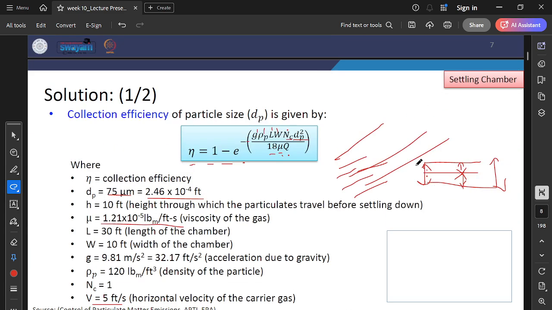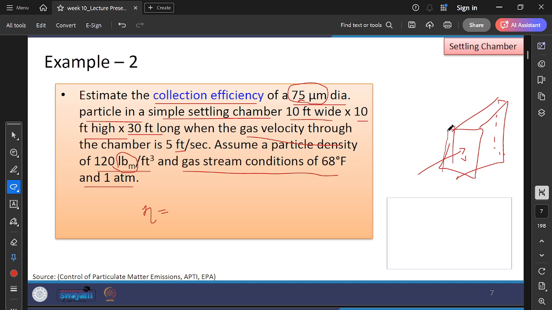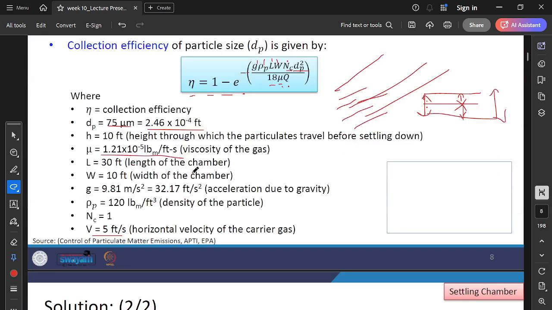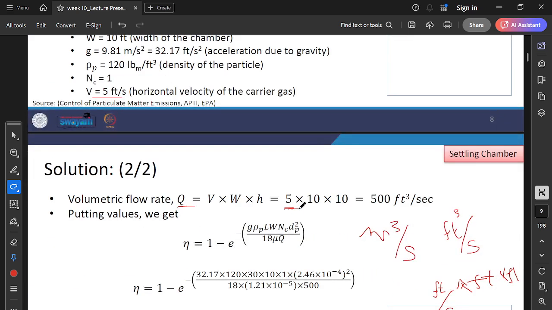It is flowing in this direction, right? So I will take the height and width. What is the height and width? 10 into 10. So the given velocity is 5, and the height and width is 10 into 10. So I will get 500 feet cubed per second as the flow.